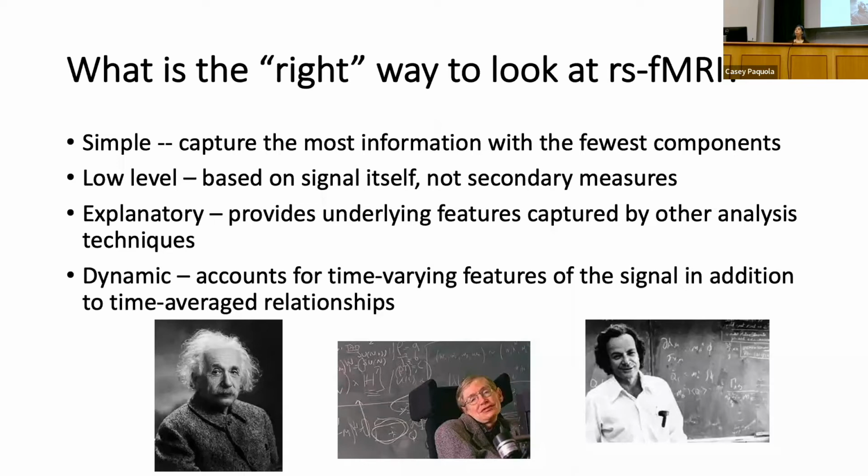So we want something that's simple. You want to capture the most information you can about your signal with the fewest components. We want something that's low level, meaning that we reflect properties of the signal and not secondary properties such as correlation or things that express the relationship between areas. I think I already mentioned explanatory. I worked that in earlier. We want something that tells us, whatever mechanism we use to look at this data should give rise to the same properties that these other methods see.